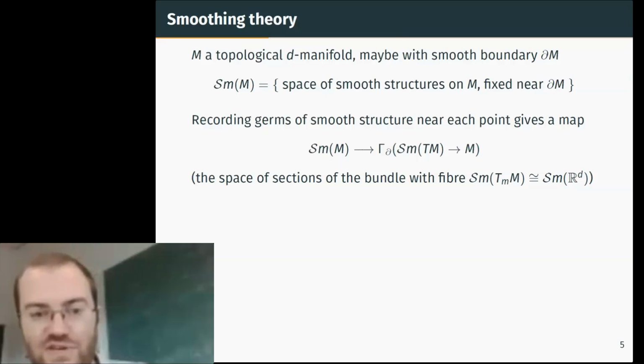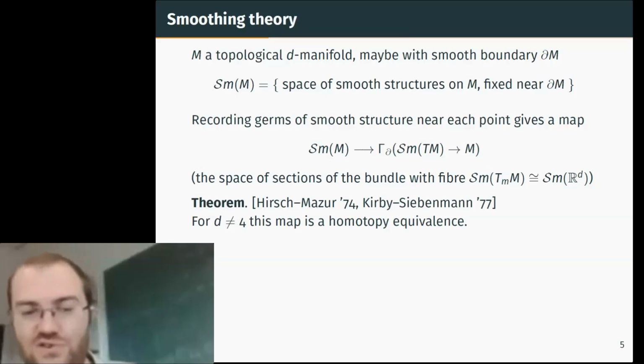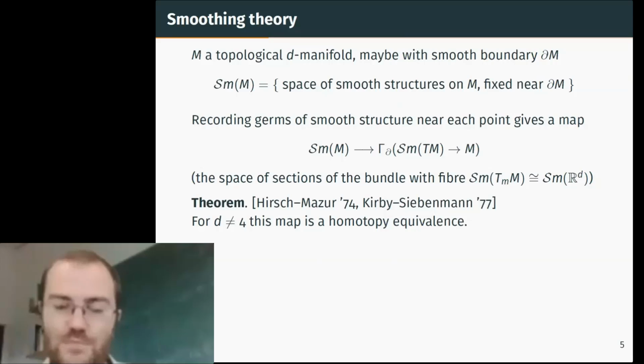And the fundamental theorem of smoothing theory is that in any dimension apart from 4, where it's not true, this map is a homotopy equivalence. So that means if you want to understand smoothings of a manifold, really the fundamental problem is to understand smoothings of Euclidean space. And then it's the space of sections whose fibers are that, and that's the sort of thing that one can deal with in algebraic topology quite reasonably.